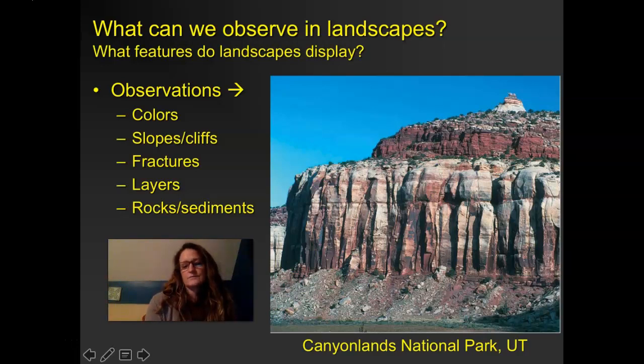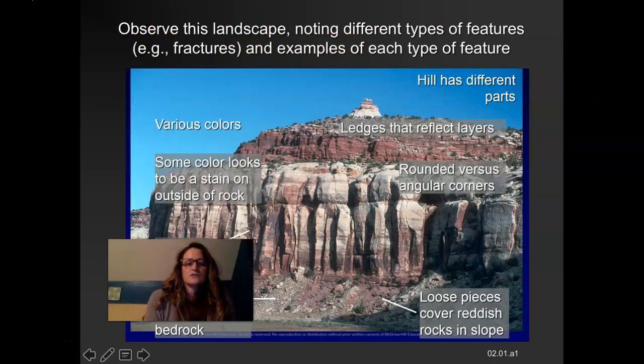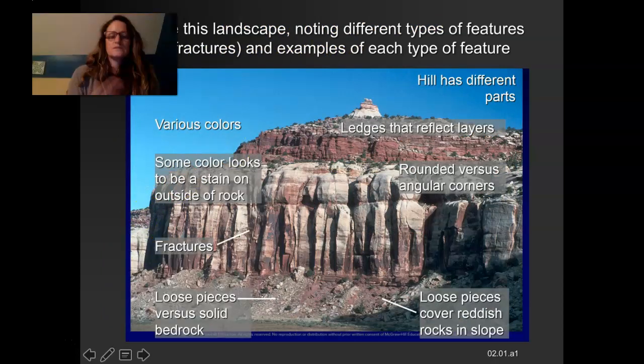There are also horizontal layers, and we see that there are rocks, but there's also a curtain of sediment at the base of the rocks. So a geologist would look at that picture, see the various colors, see that there are ledges that reflect the layers, see that there are rounded corners to the cliffs. There are also angular corners. There are loose pieces of sediment. There are colors that look like stains on the outside of the rock.